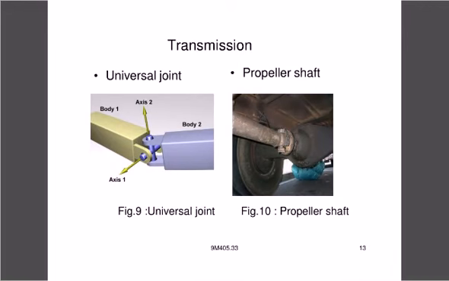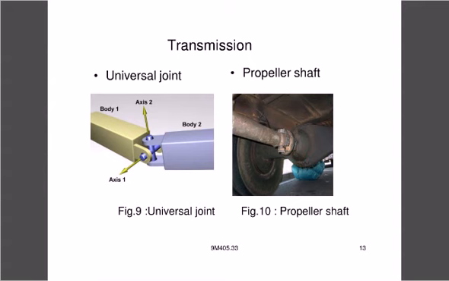So these are the other components of the transmission system. First of all, the motion is transferred from the engine to the gearbox by means of the clutch, and from the gearbox the motion is transferred to the propeller shaft by means of these universal joints. These universal joints are used to transmit motion in any direction. And this is the propeller shaft.